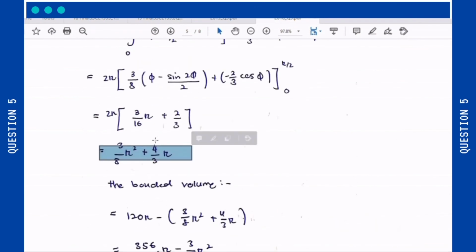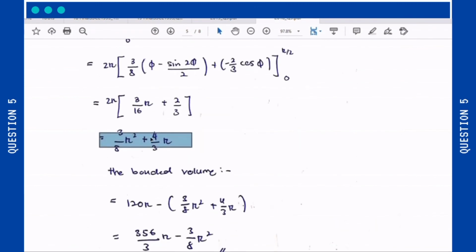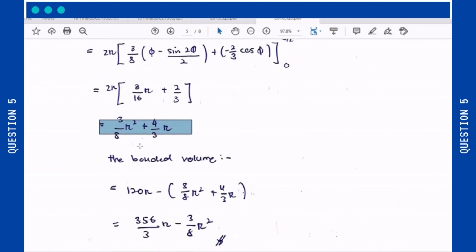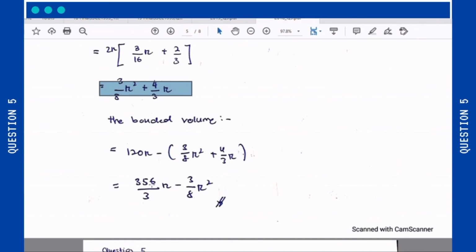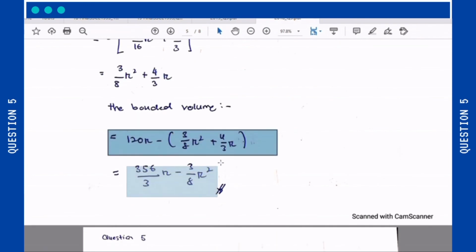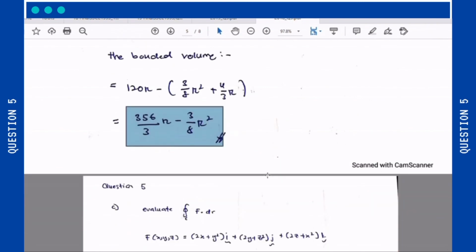This is the volume of the paraboloid, but we want to find the bounded value, which is between the paraboloid and the cylinder, so we need to subtract. So this is the actual volume of the bounded region.